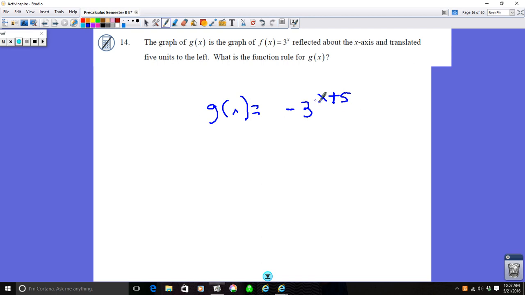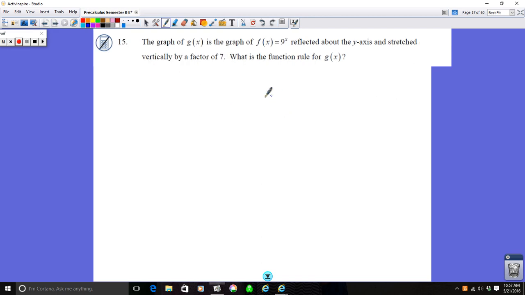If we had a negative in front of that x there, that would reflect over the y-axis. So they're probably not going to ask you this exact question. They could ask about reflecting over y. They could shift up and down, or they could do something very similar to this. So just be prepared.